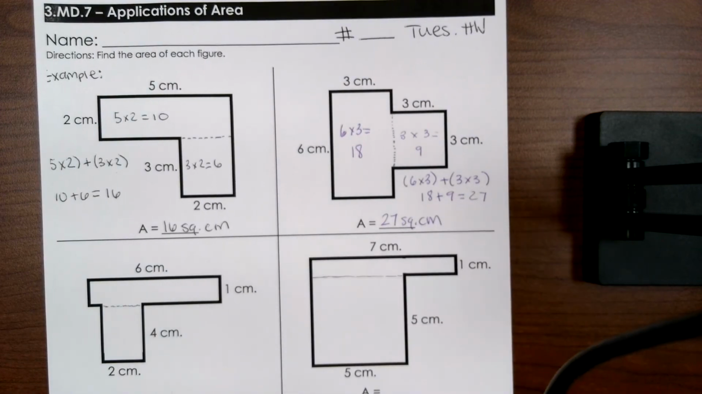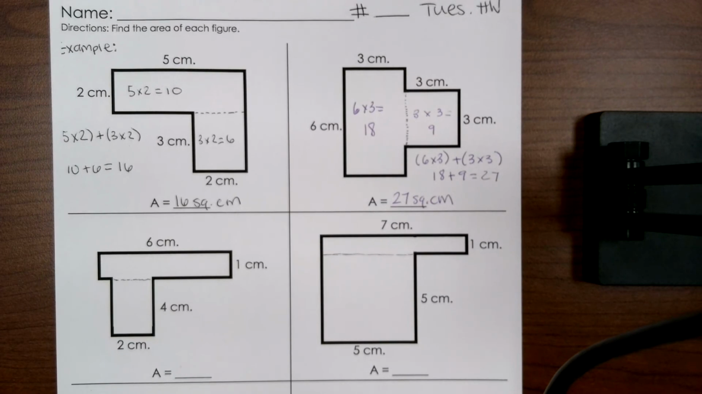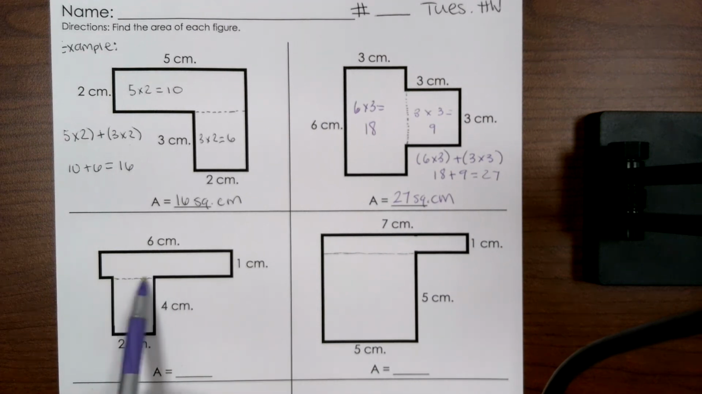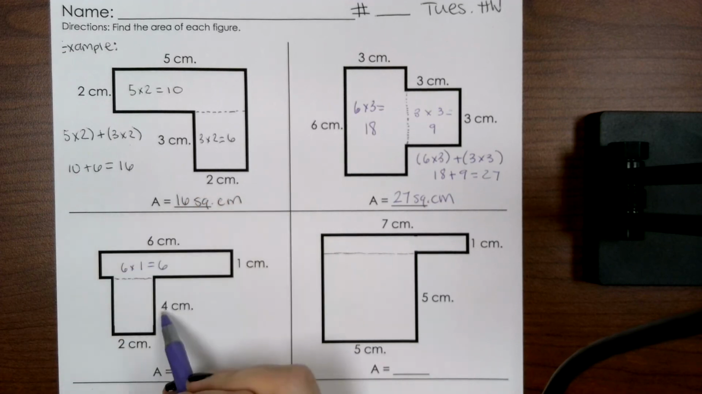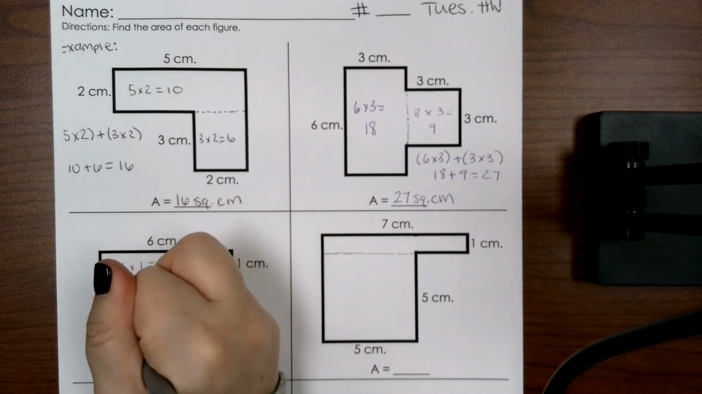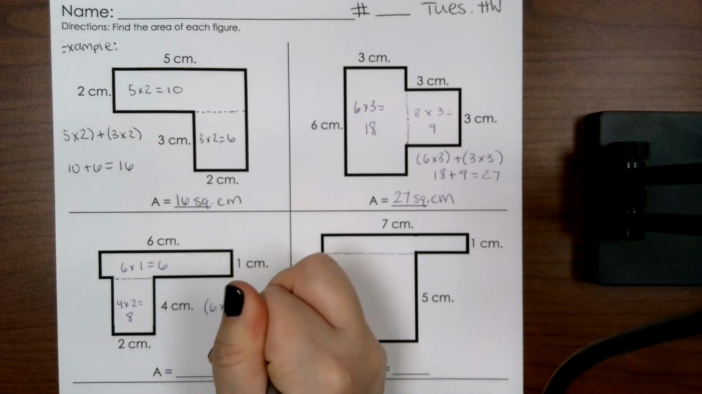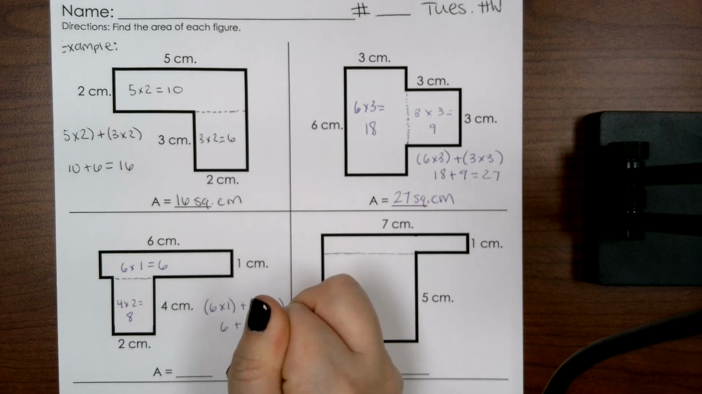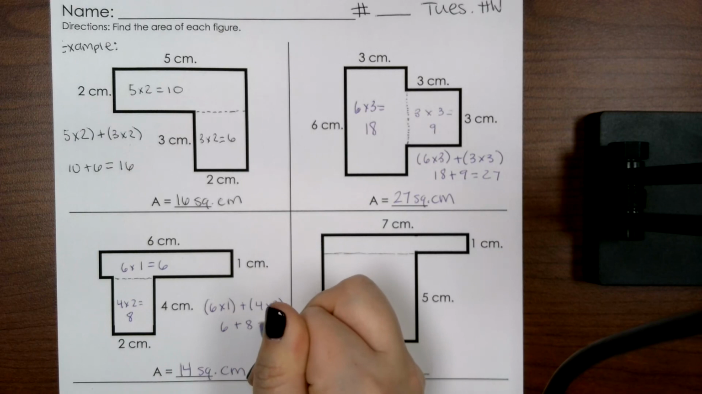All right, let me do one more example for you. Okay, so remember, this is for tonight's homework. So if you're watching this, you could pause the video and do it along with me. So the first part here, like I said, I broke this apart for you, and I have 6 times 1, which is just going to be 6. And then down here, I'm going to have 4 times 2, which is 8. And if I want to write my equation, that's going to be 6 times 1 plus 4 times 2, which is 6 plus 8, which is going to be 14 square centimeters.